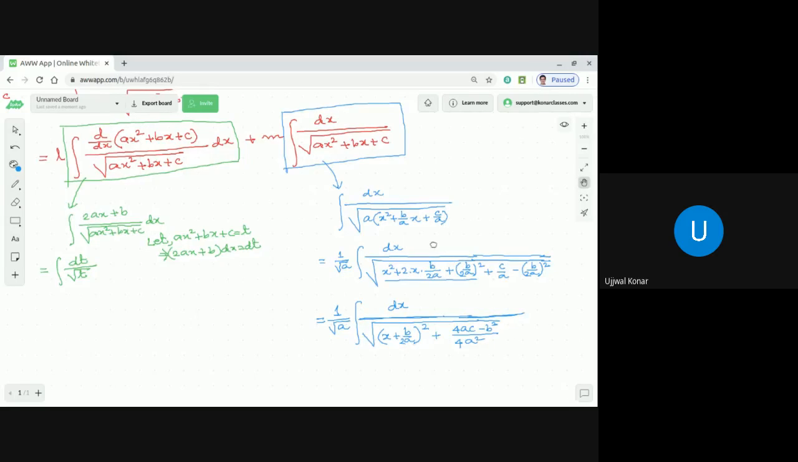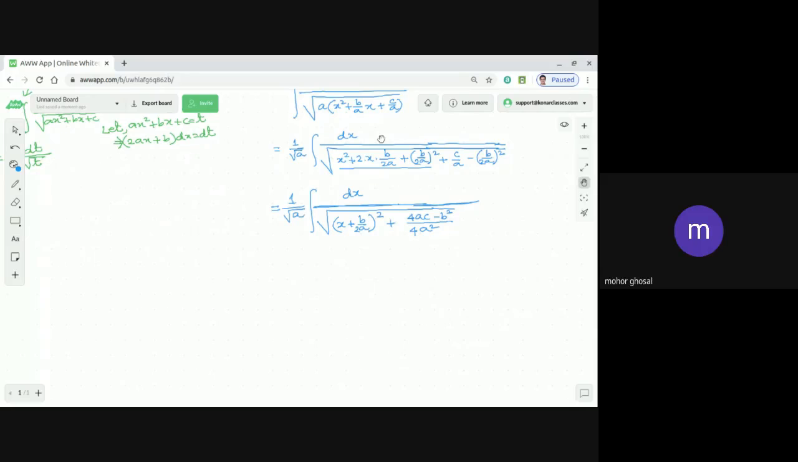Clear or not clear? All of you are clear? Absolutely. 4ac minus b square. So then what we are going to get? We are going to get 1 by square root of a integration dx by square root of x plus b by 2a whole square plus square root of 4ac minus b square divided by 2a complete whole square.